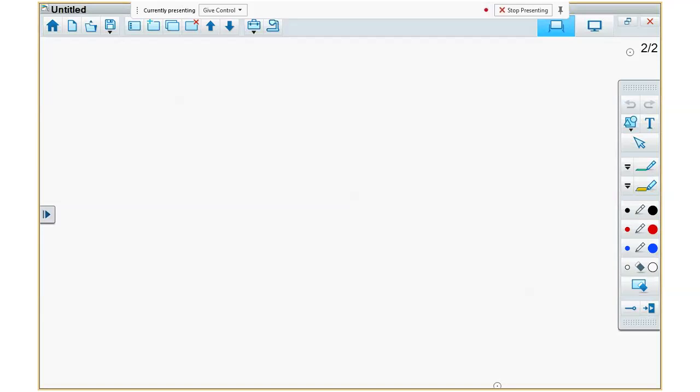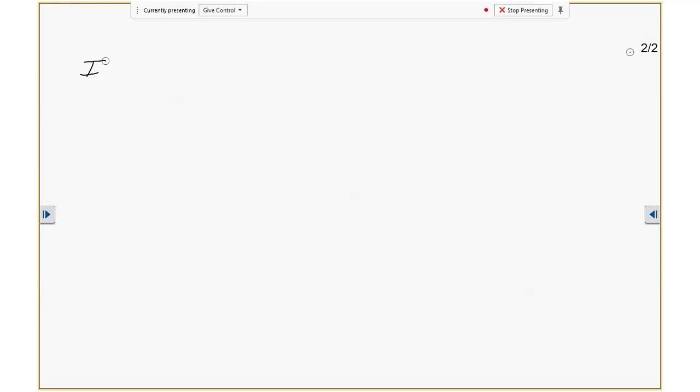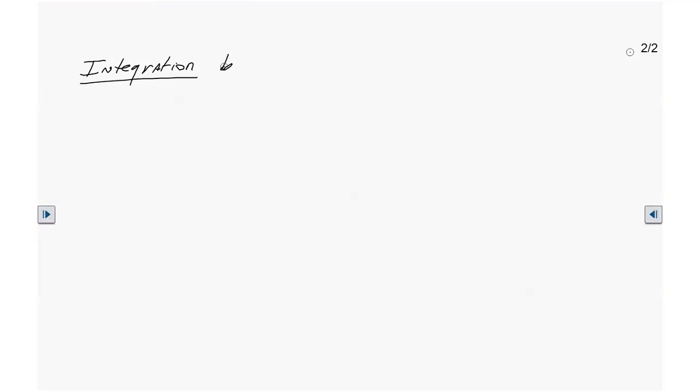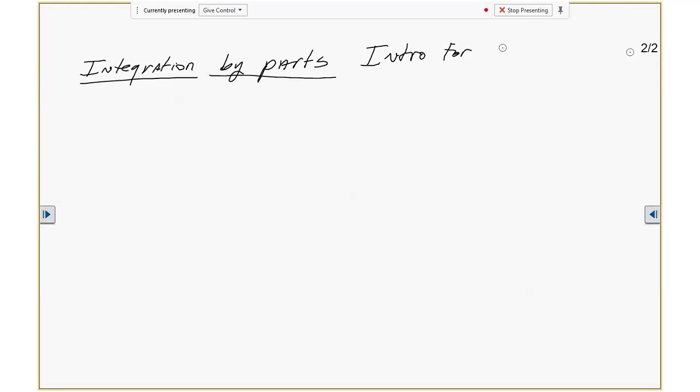So, integration by parts. Now, I will test you on this. I'm just not going to test you like I would in 141. But integration by parts, and this is kind of an intro for 141.